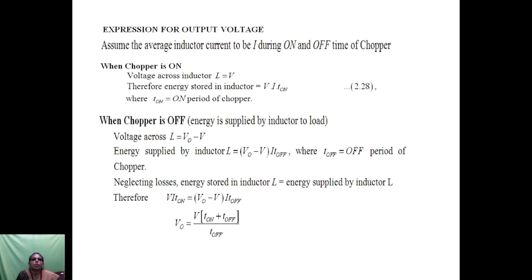So, expression for the output voltage. When the chopper is on, the voltage across the inductor L is equal to V. Therefore, the energy stored in the inductor is V into I into T on, where T on is the on period of the chopper. When the chopper is off, the voltage across L is equal to V0 minus V. Energy supplied by the inductor L is equal to (V0 minus V) into I into T off, where T off is the off period of the chopper. Neglecting the losses, energy stored in the inductor L is equal to energy supplied by the inductor L. Therefore, V into I into T on is equal to (V0 minus V) into I into T off, so V0 is equal to V into (T on plus T off) divided by T off.